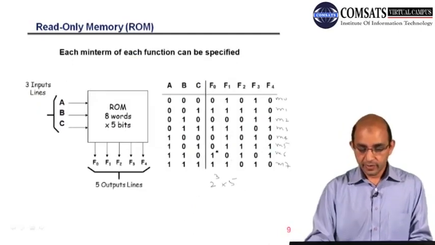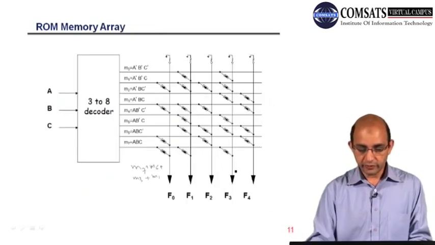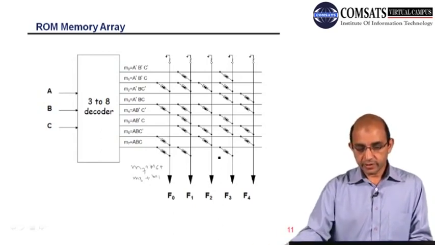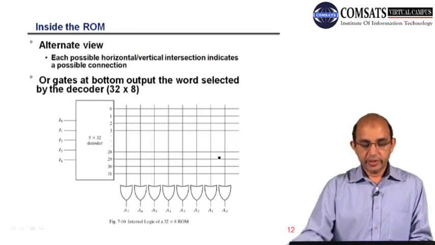Similarly for F1, here we have M0, M1, M3, M4, M5 and M7. So you can see that we have M0, 1, 3 and 4 and 5, and this is 7. Similarly, we have for F0, M1, M3, M5 and this is M6. So this is the way we construct the ROM memory arrays. This is the inside story.